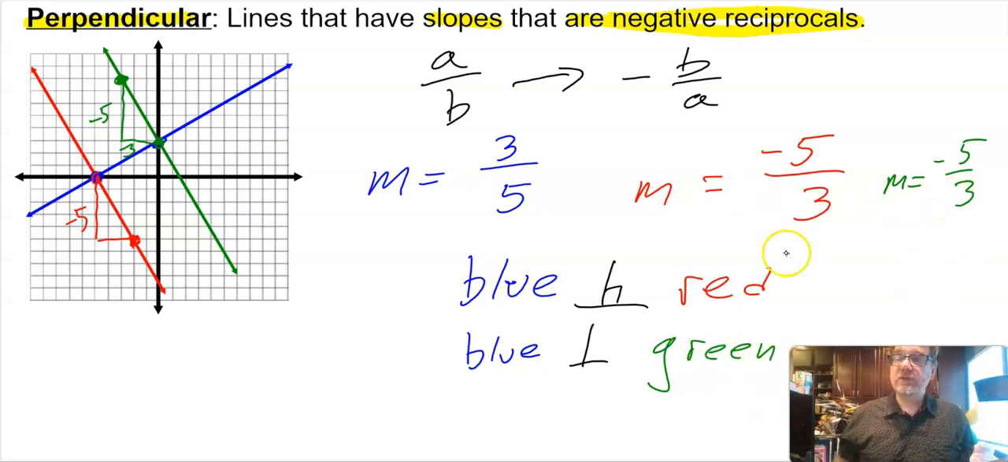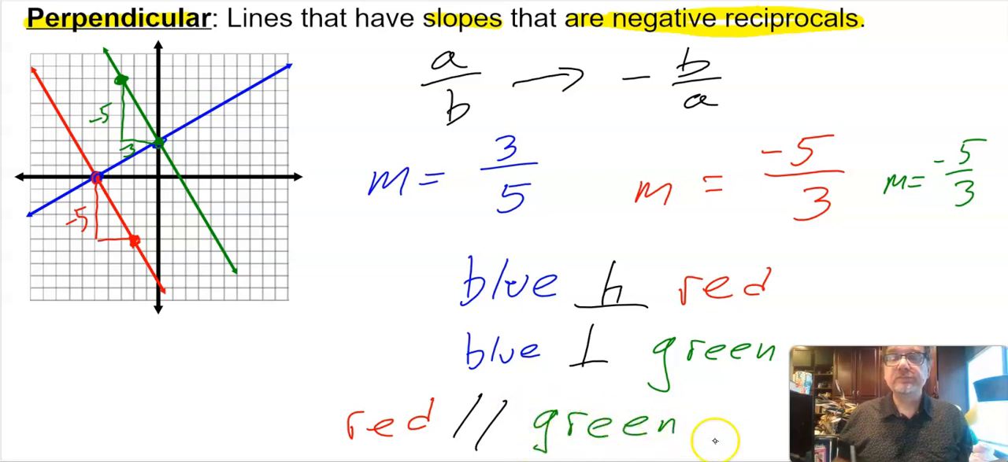Fun fact, if you notice red and green, they're the same slopes, so red is parallel to green. Fun stuff. How do I know they're parallel? They have the same slopes, different y-intercepts. They never intersect. And again, blue and red are perpendicular because their slopes are negative reciprocals. The fraction gets flipped upside down and you change the sign.